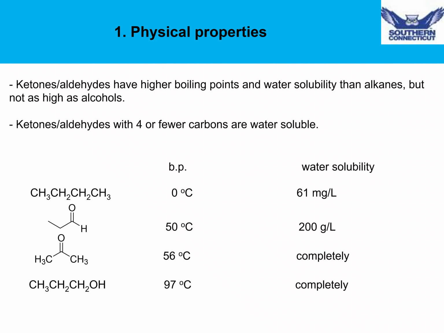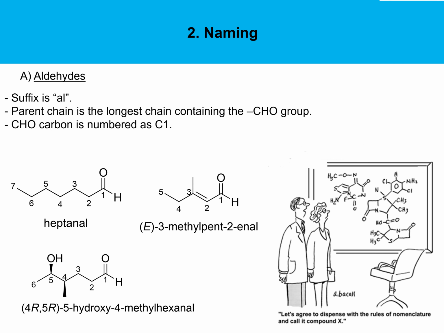Aldehydes will be named with the suffix -al. The parent chain must contain the carbonyl functional group, and generally, unless there's a higher priority functional group in naming, the carbonyl will typically be carbon 1. Here's a few examples to illustrate these rules.